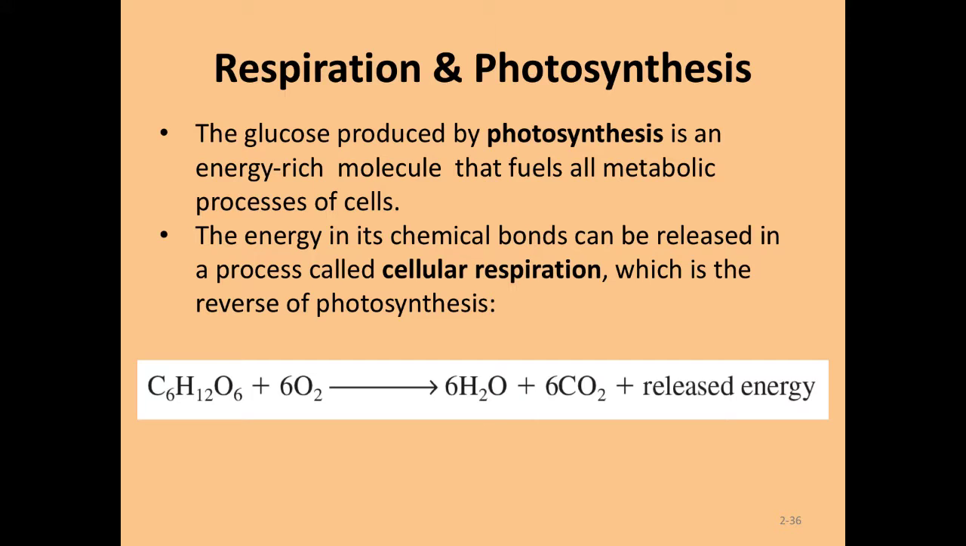Now, the energy that is found in the chemical bonds can be released in a process called cellular respiration, which is the reverse of photosynthesis. So while we don't have photosynthesis because we don't have the capability to do that, we are able to do cellular respiration. And if you look at the formula of cellular respiration, it is the inverse of what is required for photosynthesis. For example, plants need an intake of water and carbon dioxide in order to create glucose. But you look at this formula here, and it's the opposite.